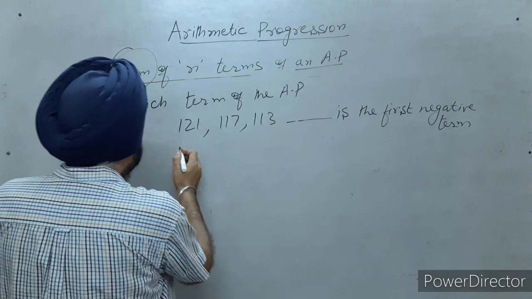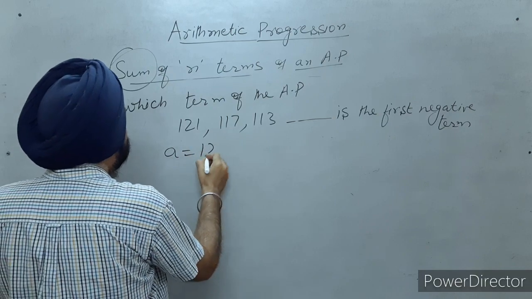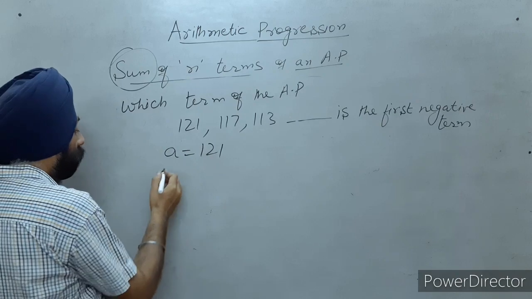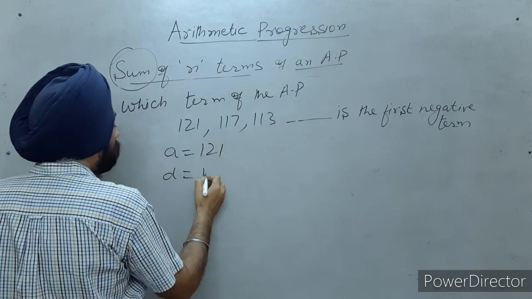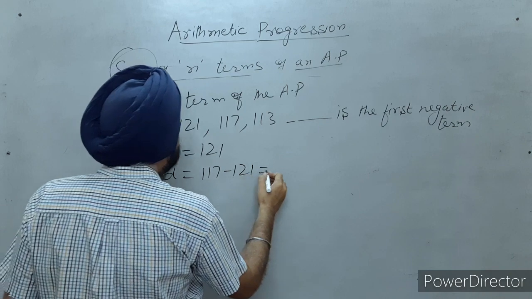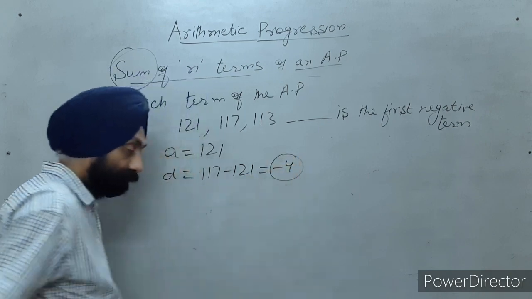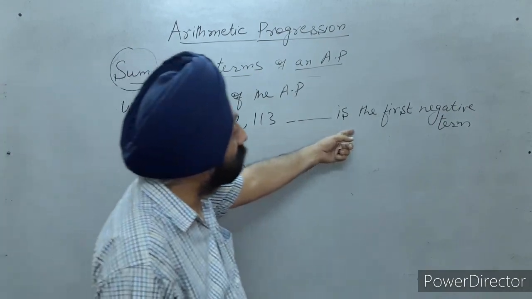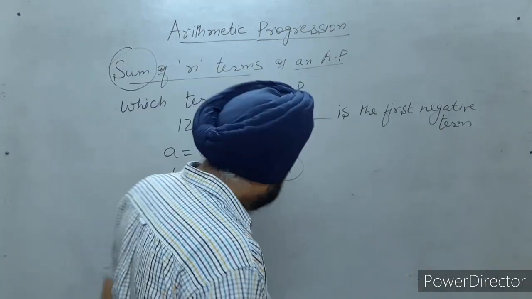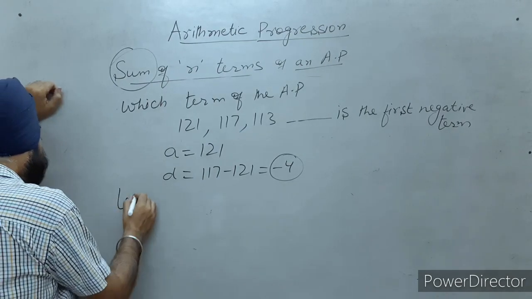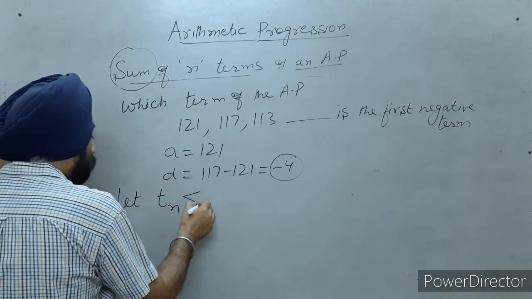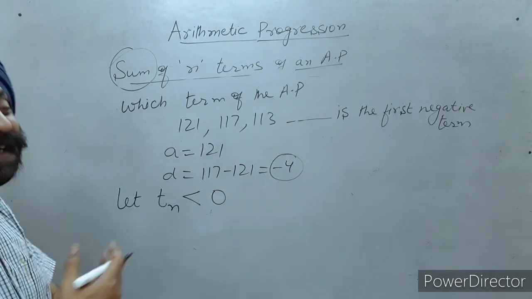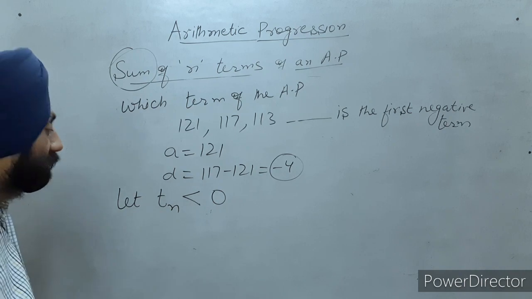Now what we do, we first have the values written over here. First term is 121, common difference 117 minus 121, that is minus 4. Which term of the AP is the first negative term? What we suppose is let the nth term be the negative term, that is Tn or an is less than 0.